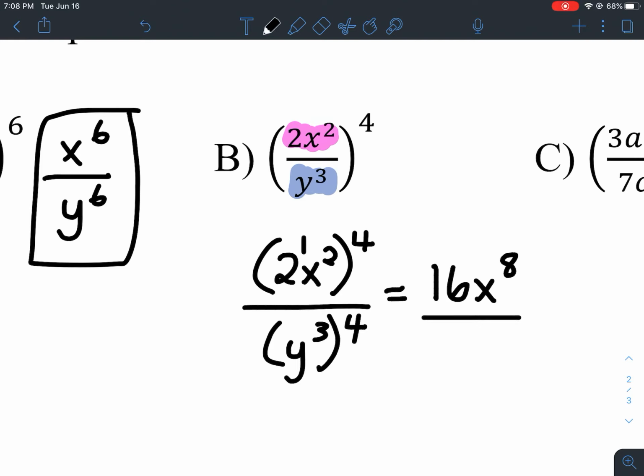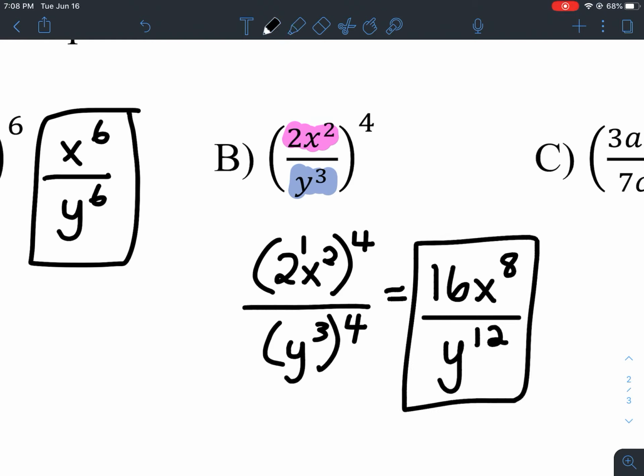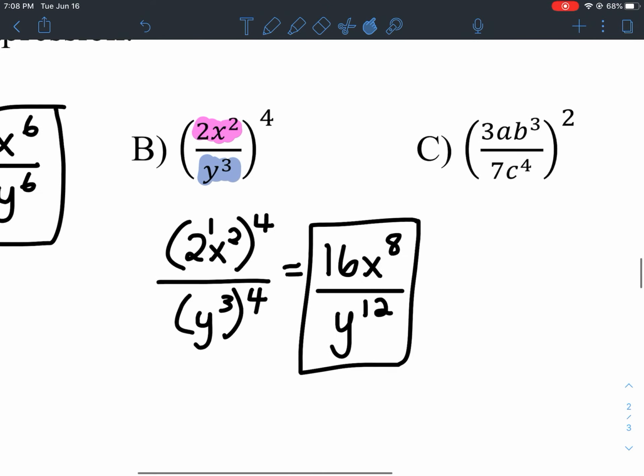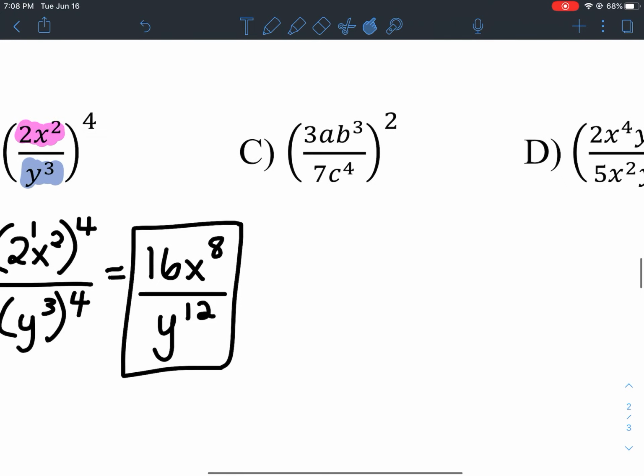And then in your next problem here, you have 3 times 4, which would be 12. And that's all we can do there because we don't have any coefficients to simplify. X and y aren't the same base, so there's nothing we can do. Okay, so moving on to C here.